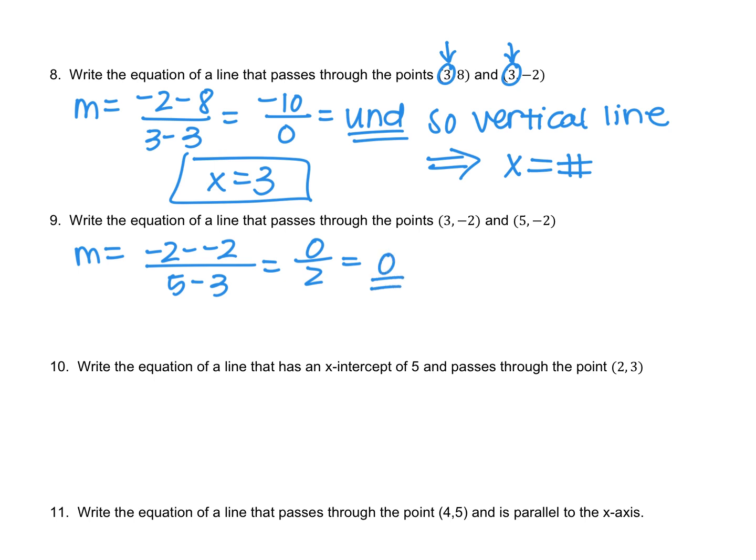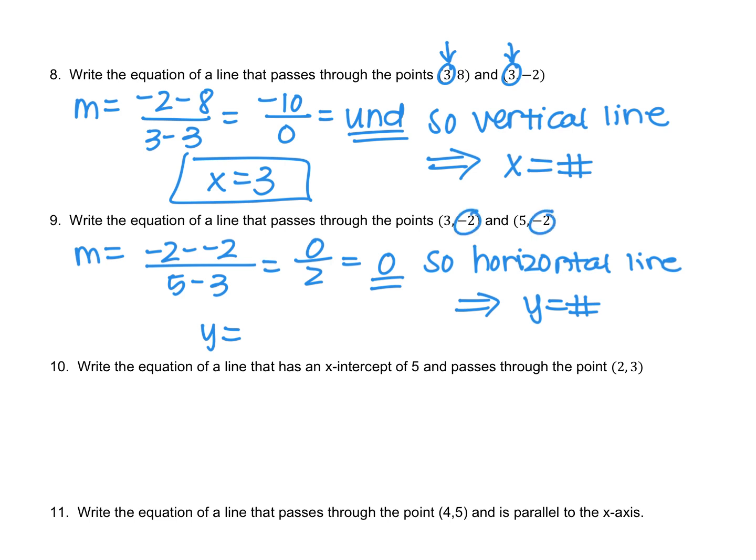Now since it's 0, we have a horizontal line, which means our equation is y equals a number. Once again, you need to know all that information. If my slope is 0, I have a horizontal line. My equation is y equals a number. You need to know those things. The number that I use for y equals is the number that repeats in the points, so -2.